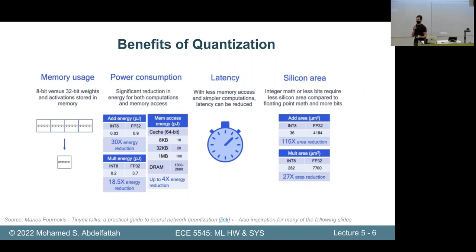Latency, obviously, when you have a more efficient circuit, you can stamp out more of it on the chip and therefore do things faster. And B, you access the memory less often because your data words are now much smaller. So this also speeds up your application if it's memory bound. And finally, silicon area, which is always directly proportional to your power savings. So you're saving area, so you're also saving power. So you can build more of these PEs on the chip, or you can just have a smaller chip and save power. So it's always a trade-off that way.